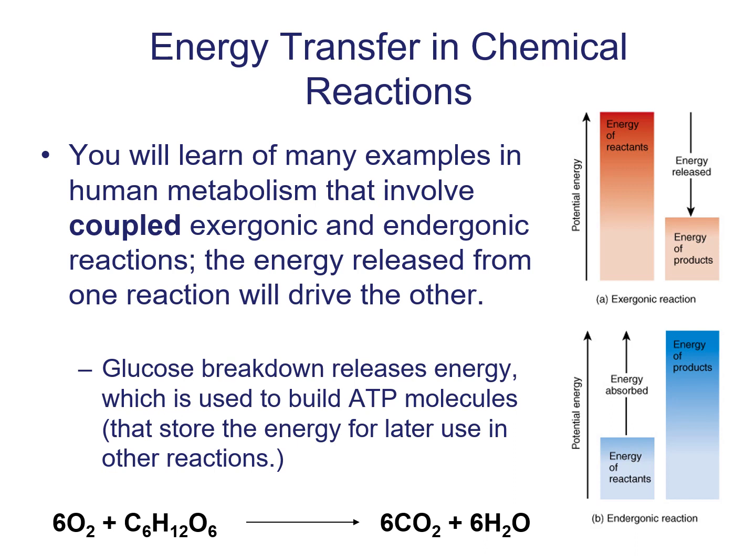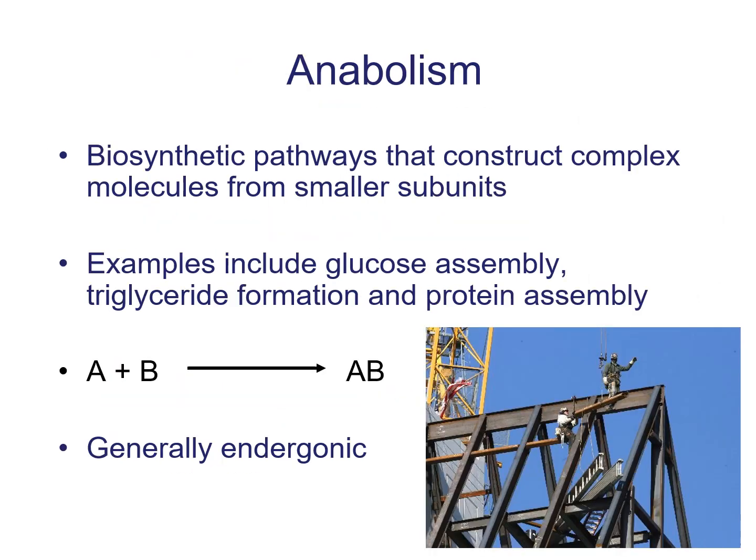We also have endergonic reactions where we're storing energy. So in this case, the reactants have less potential energy than the products. And we have to bring in energy from another source in order to store that energy in the products of the reaction. And typically the products of the reaction are going to be more complex than the reactants that we started with. An anabolic pathway or reaction is one that builds larger, more complex molecules from simpler subunits. Think of anabolic steroids. Anabolic steroids build up muscle.